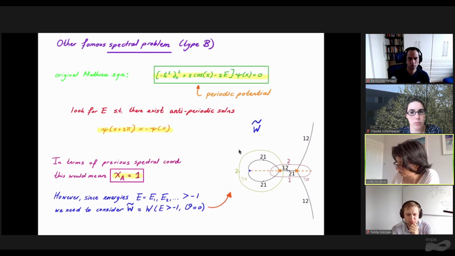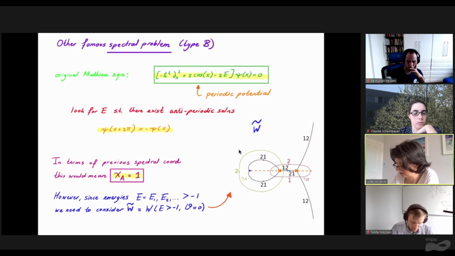In any case, since all the energies that are solutions to the spectral problem are larger than -1, it actually turns out that although this is a nice condition, we cannot use the WKB approximation to make any nice statements about this condition. We cannot use WKB to find approximations to the energies. To do that, we need to look at this other spectral network, W tilde, which was defined for energies larger than 1, actually.